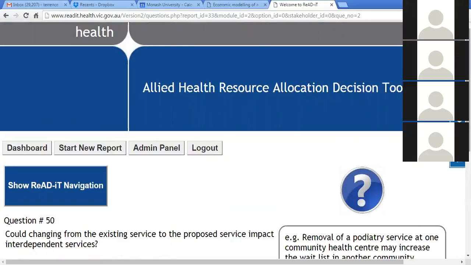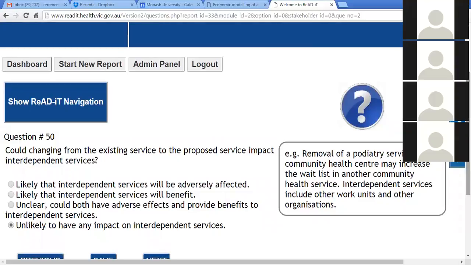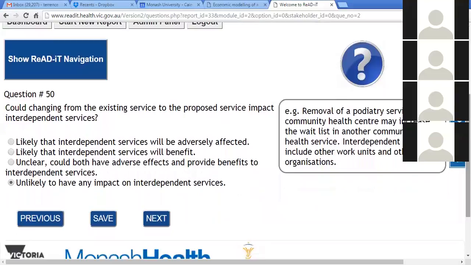Question 50, on the home straight. Could changing from the existing service to the proposed service impact on interdependent services? And again, this is thinking about those downstream services that these ones might refer to, and having to think about, well, what are the likely impacts and do we have to do anything to mitigate these? For this example, I've said it's unlikely to have any impact on interdependent services.